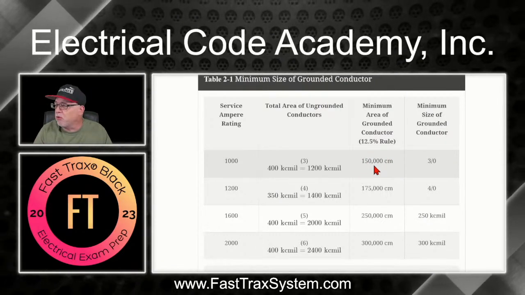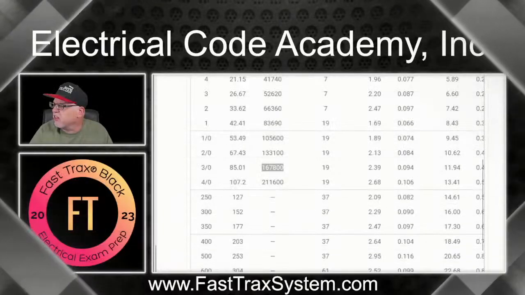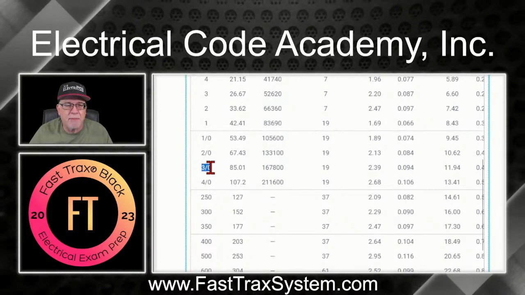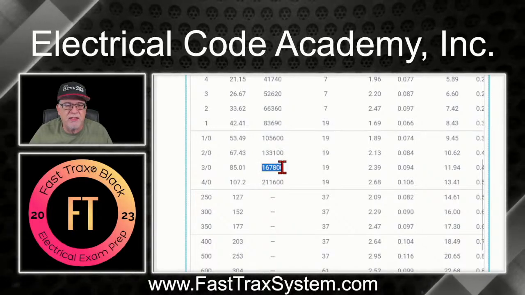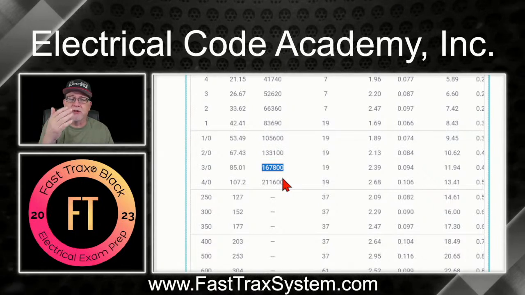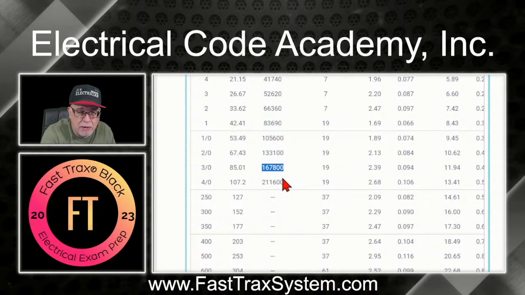If you go into the properties, which we will, we have to find a conductor that's good for 150,000 circular mils. Well, again, 133,100 for a 2/0 is not going to work. So we have to go to the next size, and that would be a 3/0, which is good for 167,800 circular mils, more than adequate for the 150. So that's what we do. We go to the next size. Okay, so that's how that works.